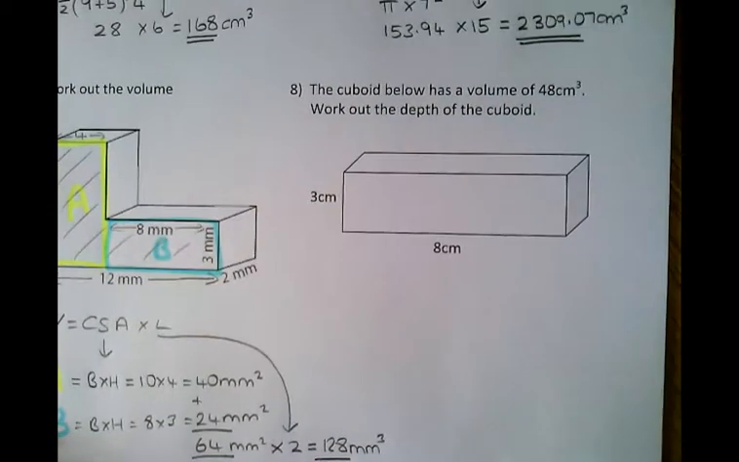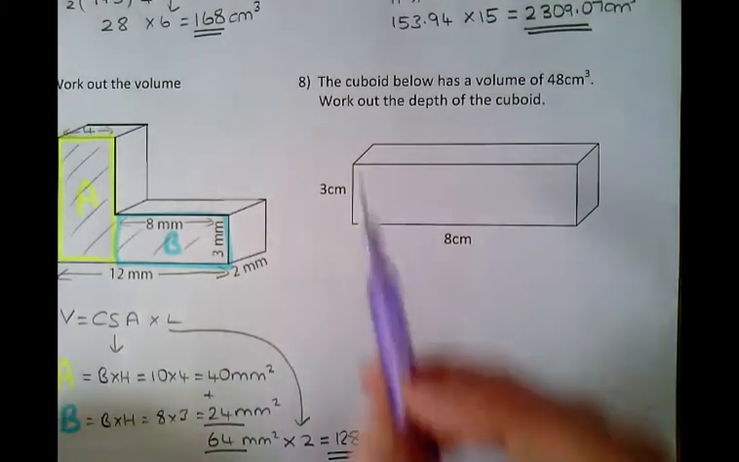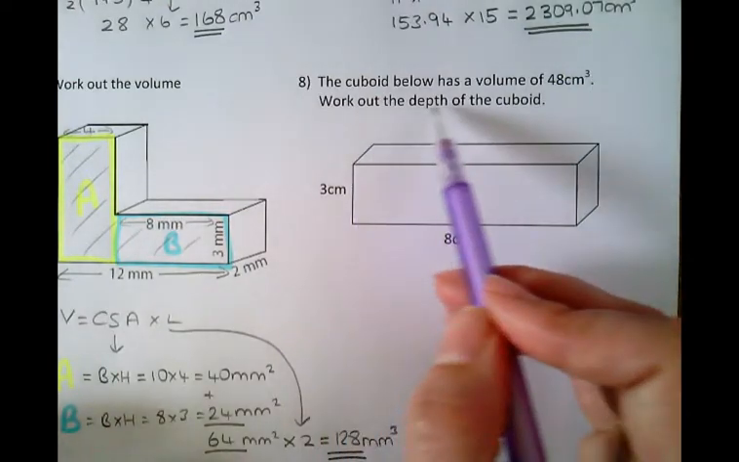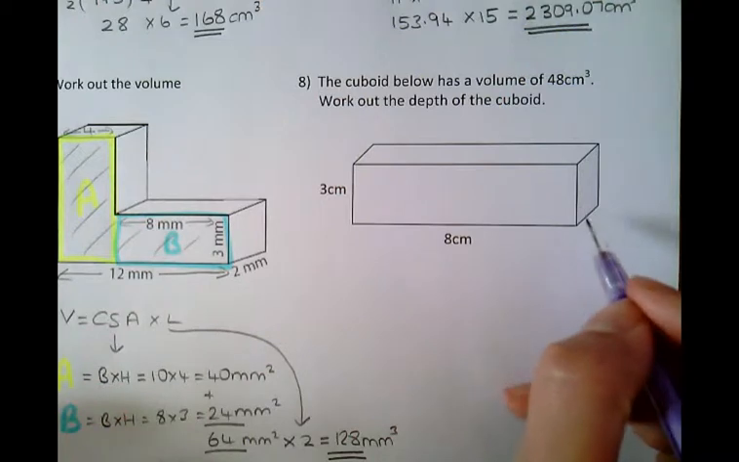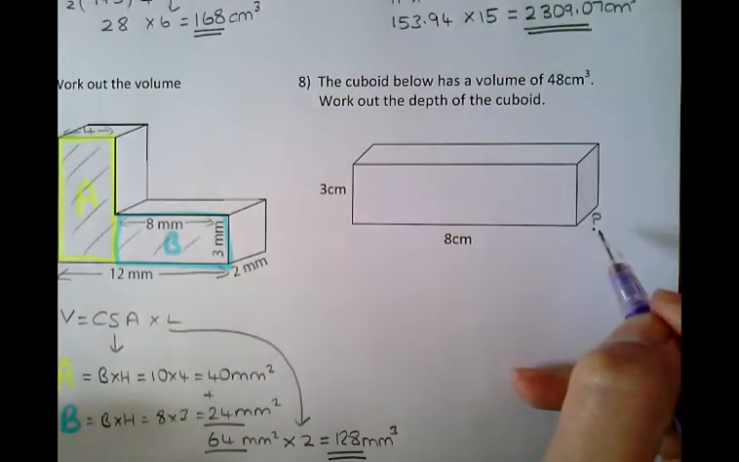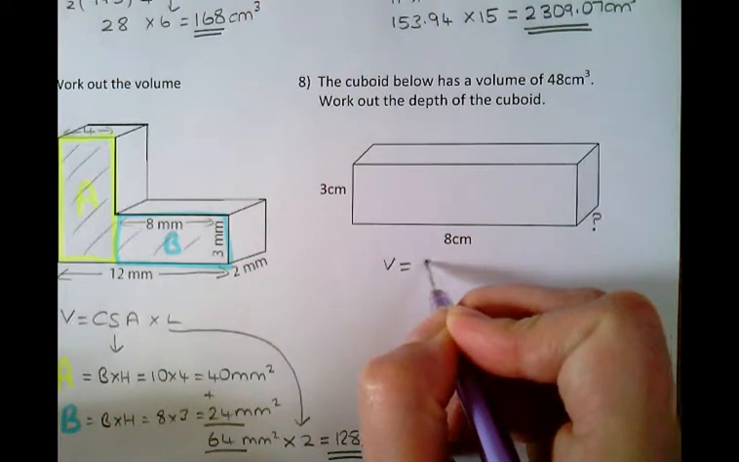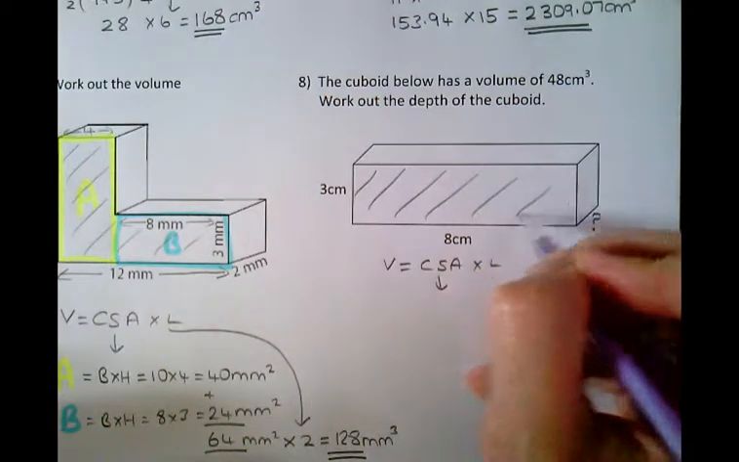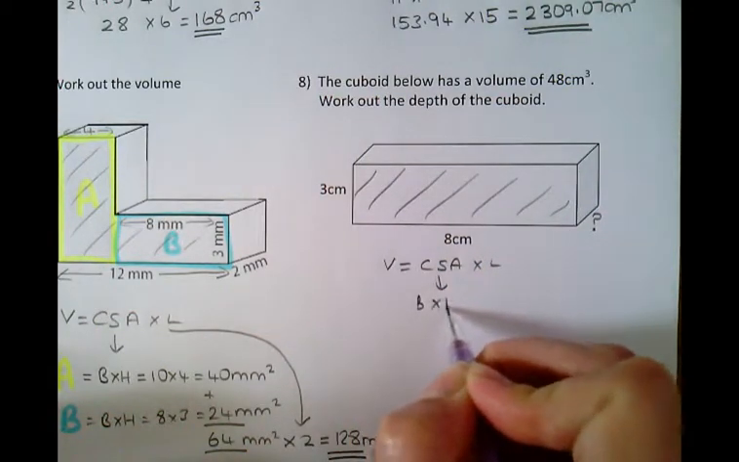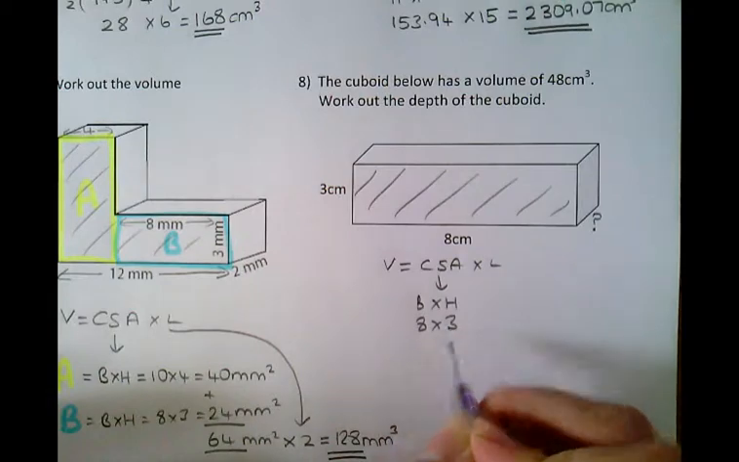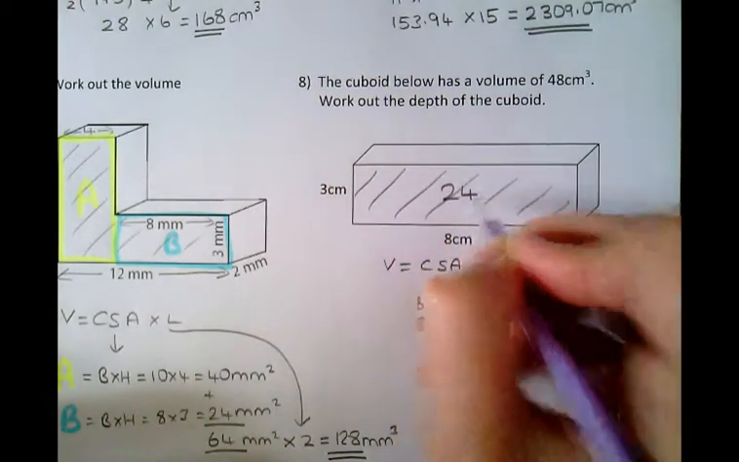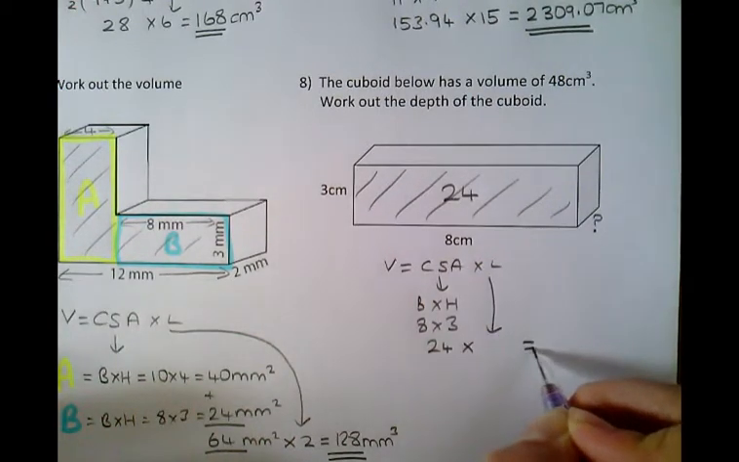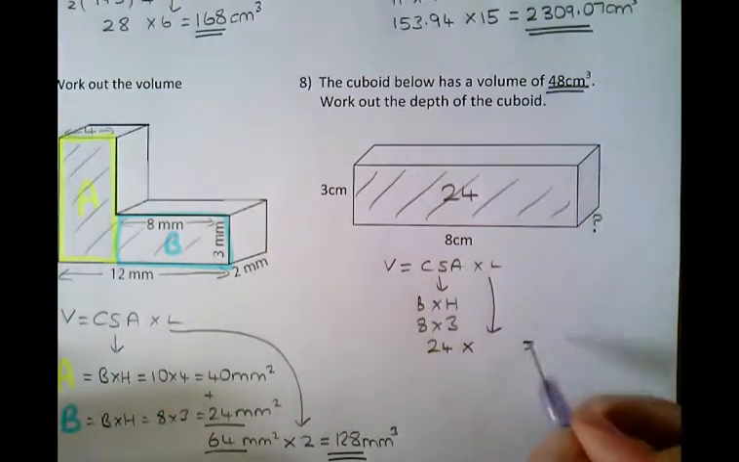The last question then is one that's a wee bit different. We're going in reverse this time. So the cuboid below has a volume of 48 centimetres cubed, and we want to work out the depth of the cuboid. So we're wanting to work out that depth there going back. So if you start by writing out your formula, cross section area times length, your cross section area would be that rectangle at the front, which is base times height. So that's 8 times 3, so 24 is the area of the cross section, and we are timesing that by some length going back and getting an answer of 48 for the volume.